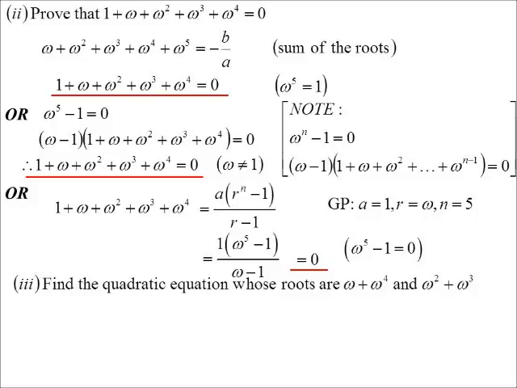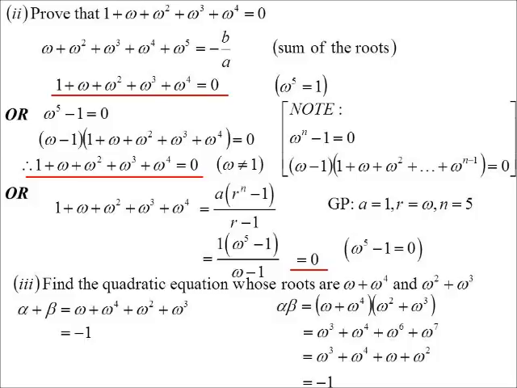We're going to find a new equation. It's going to be a quadratic. We know the solutions, or the roots, to this equation. One will be omega plus omega to the power of 4. The other will be omega squared plus omega cubed. Sum of the roots of this new equation will be omega plus omega to the power of 4 plus omega squared plus omega cubed.